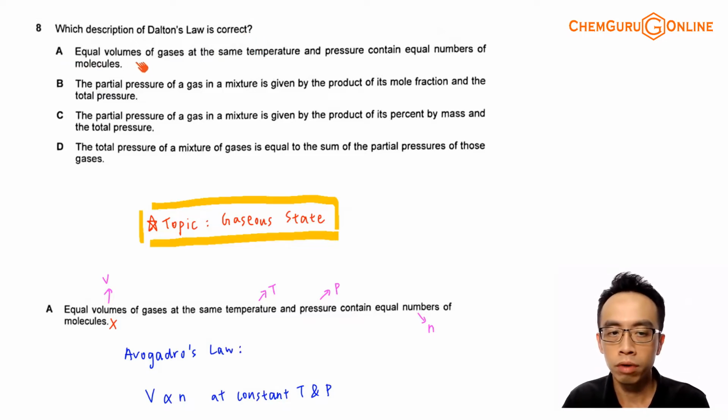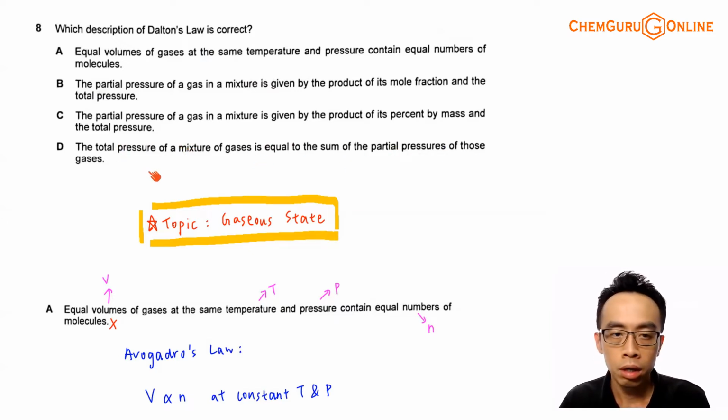Option A, equal volumes of gases at the same temperature and pressure contain equal numbers of molecules. Option B, partial pressure of a gas in a mixture is given by the product of its mole fraction and the total pressure. Option C, the partial pressure of a gas in a mixture is given by the product of its percent by mass and total pressure. Option D, the total pressure of a mixture of gases is equal to the sum of the partial pressures of those gases.